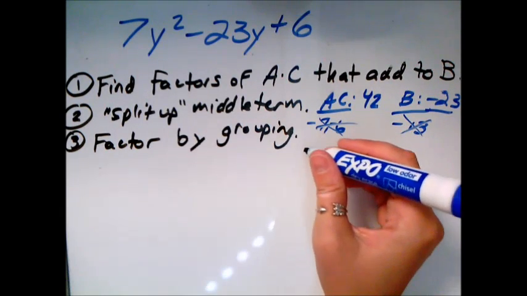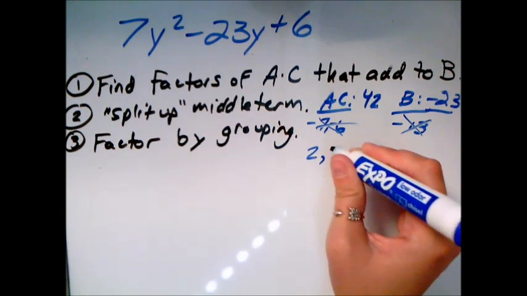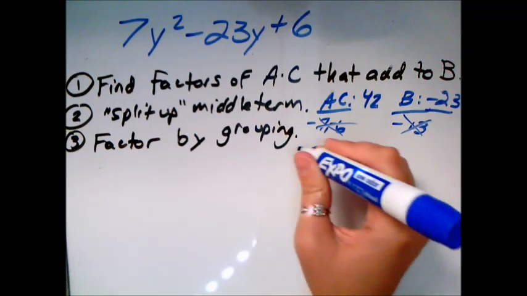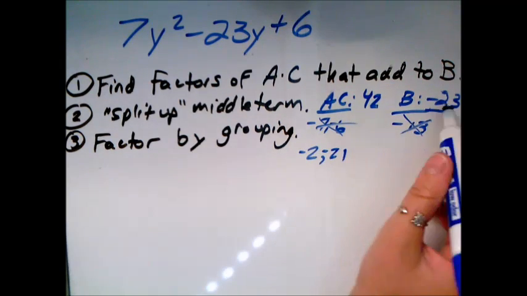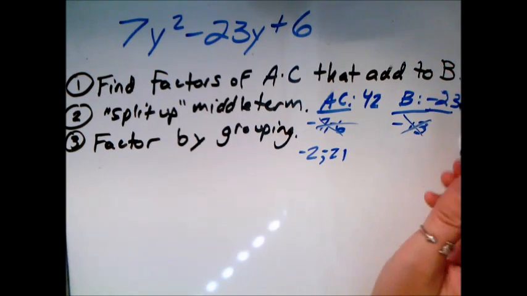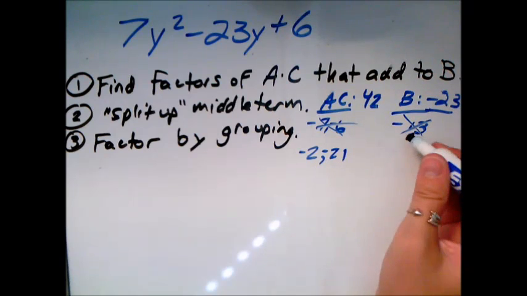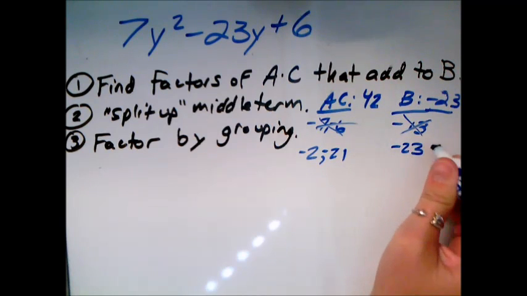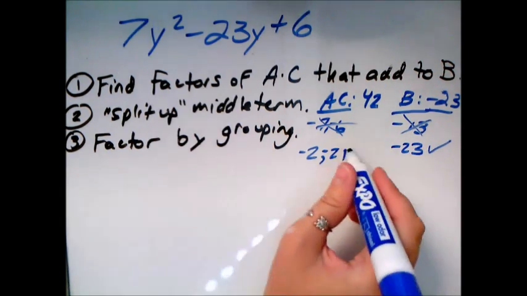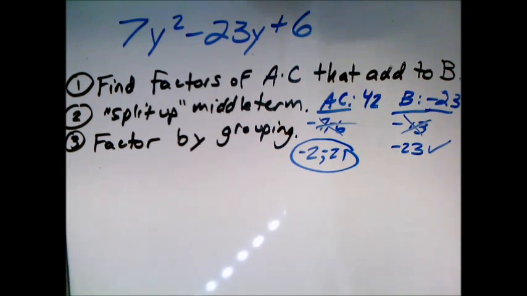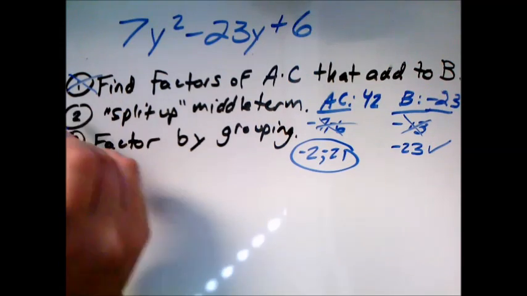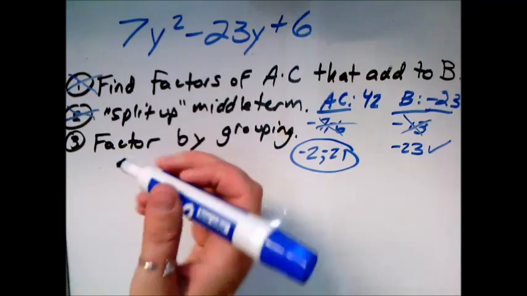42 is an even number, so I could try 2. So half of 42, 2 and 21, but remember, I have to make them both negative if I have any chance of adding to a negative number. So multiply to positive 42, and those two do look like they add to negative 23. So we found our two factors. What do I do once I found my two factors? We're going to split up the middle term.